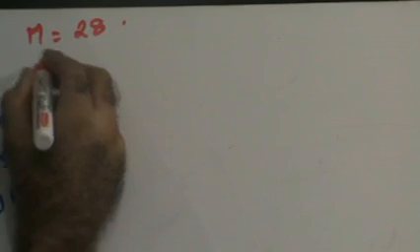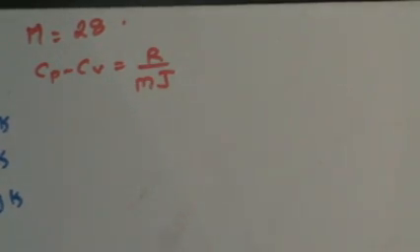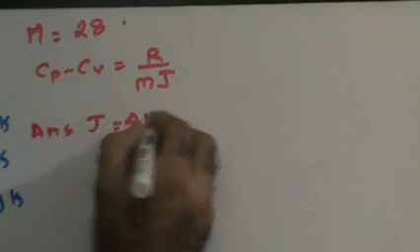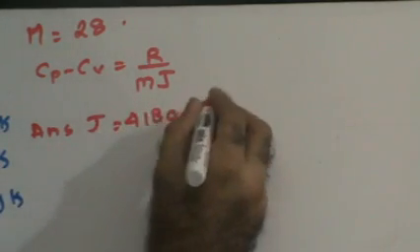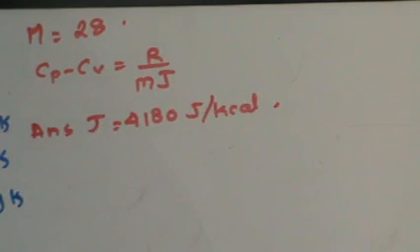Principal specific heat formula: Cp minus Cv is R upon MJ. Right? You can straight away get the value of J. The answer for this should be J is 4180 joules per kilocalorie. Next, take on next one please.